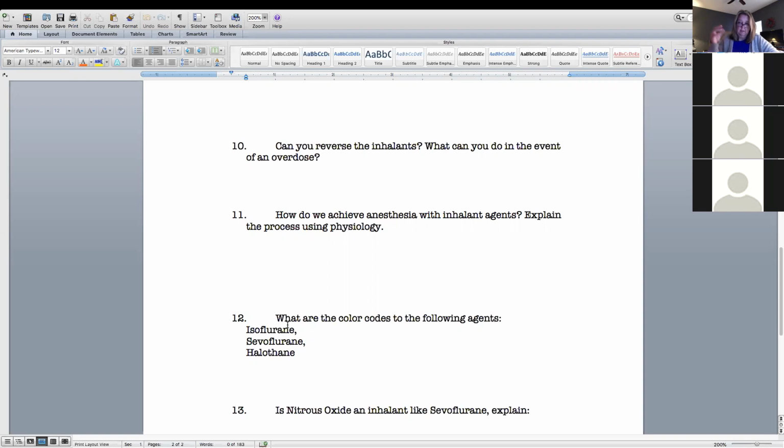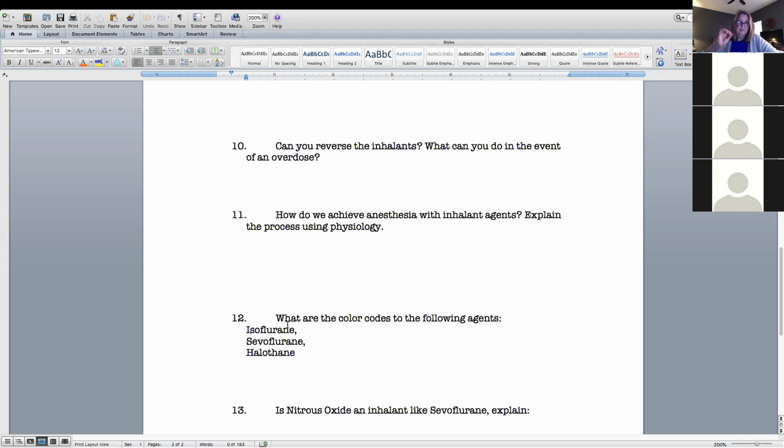Once you turn off the agent, and now you just have oxygen going to your patient, what's going to happen is that concentration gradient, remember things move high to low. You had a high concentration in the brain, you've turned it off, so you have a low concentration now in the blood. It's going to move to the blood, which is going to go back to the lungs, and the patient exhales the agent.